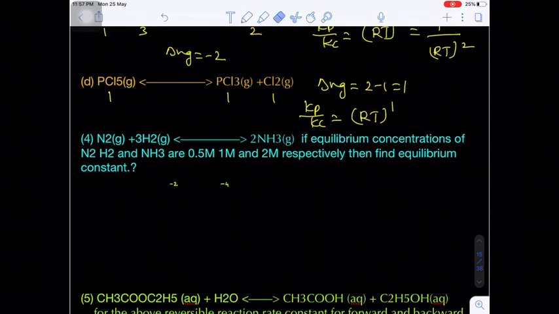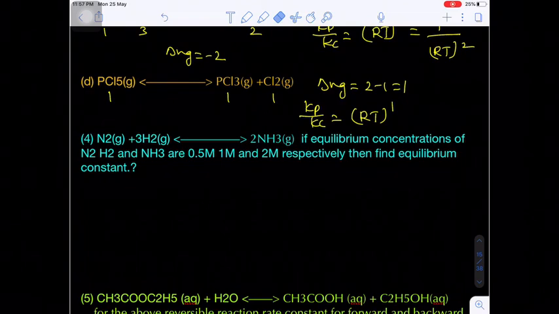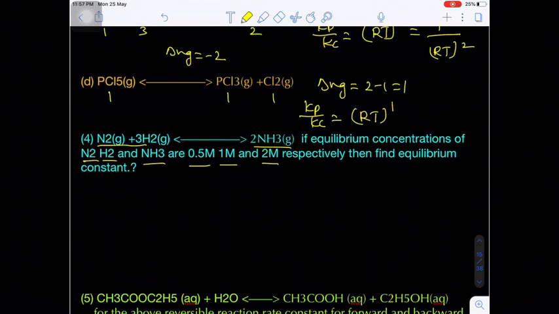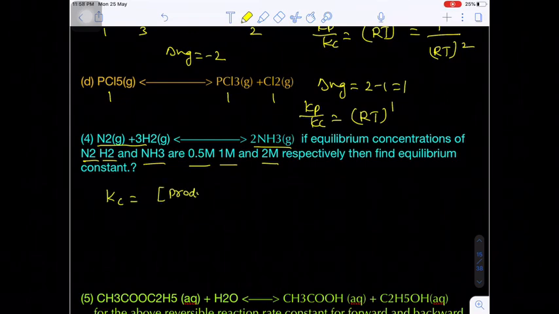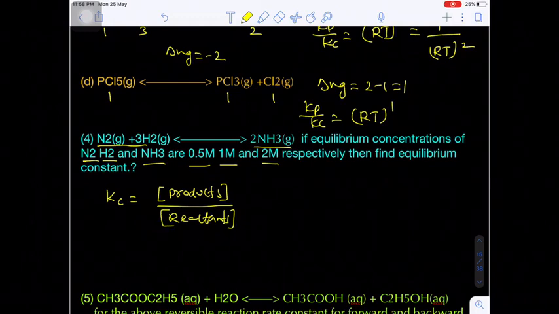Okay. Now here N2 plus 3H2, 2NH3 equilibrium reaction is given to you. If the concentrations of nitrogen, hydrogen, ammonia 0.5, 1 molar, 2 molar, then find the equilibrium constant. Now first of all, equilibrium constant is equal to, shall I write the concentration of the products whole divided by concentration of what? Reactant. This is very important. Now how many products we have? Only one product, that is ammonia.